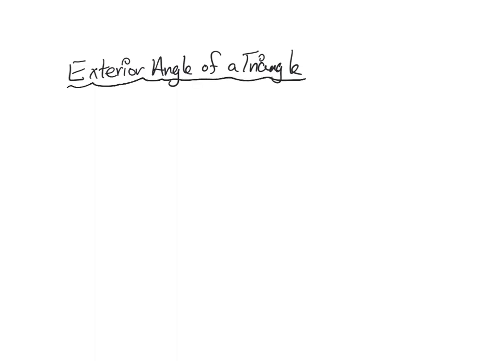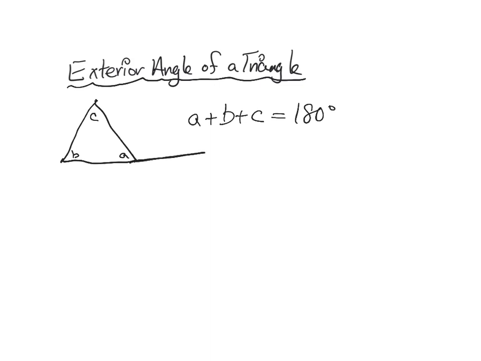Last time we talked about the fact that if you had a triangle, the interior angles would add up to 180 degrees. So let's say we had A, B, and C. A plus B plus C would equal 180 degrees. But what about an exterior angle? Let's call this D. What's the relationship between the inside and the outside?